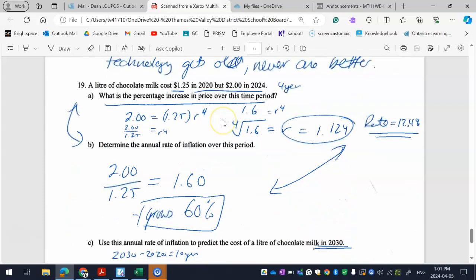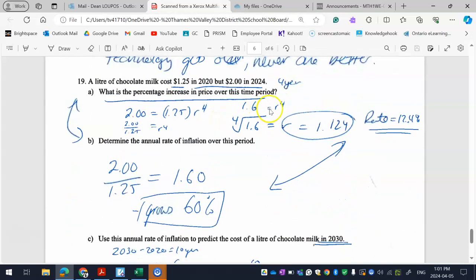Why does the iPhone depreciate? Because it's old technology. And then these ones here, whenever you get a question like this, like 1.6 equals R to the 4, you have to hit the 4th root button. So find that on your calculator. It looks something like X root Y. And then you'll solve that way. If you can't get that, send me an email. I can help you with that.